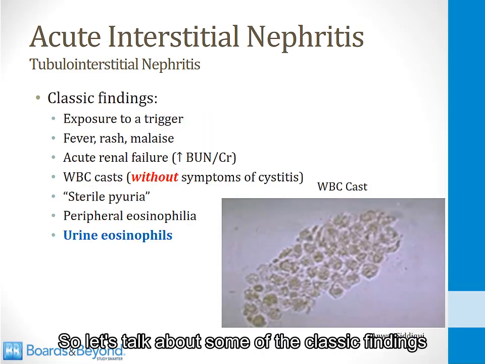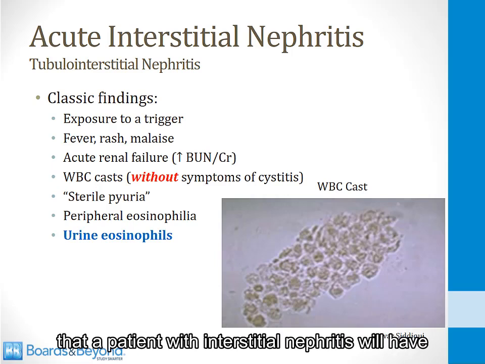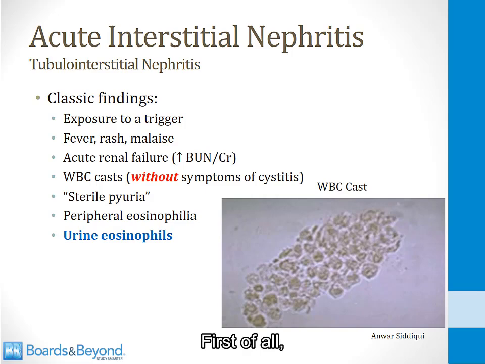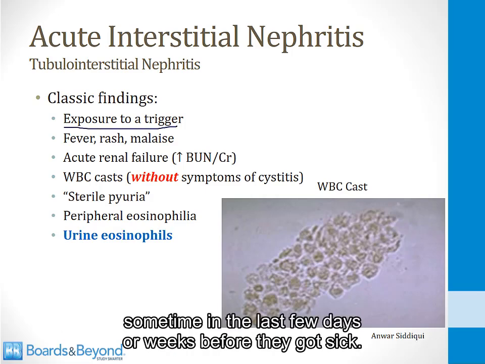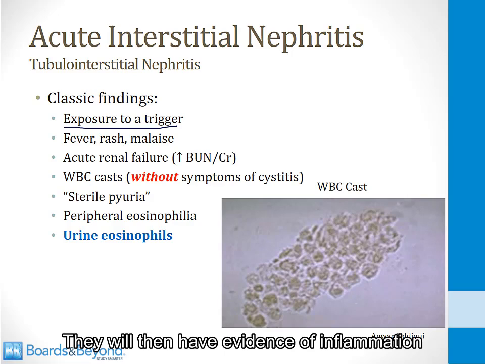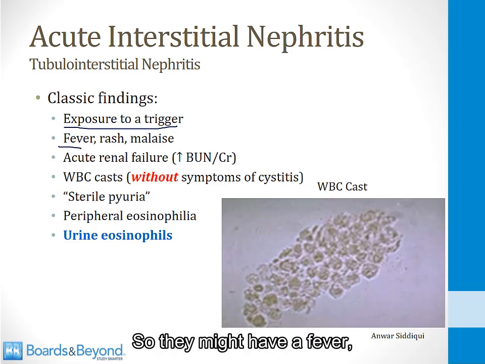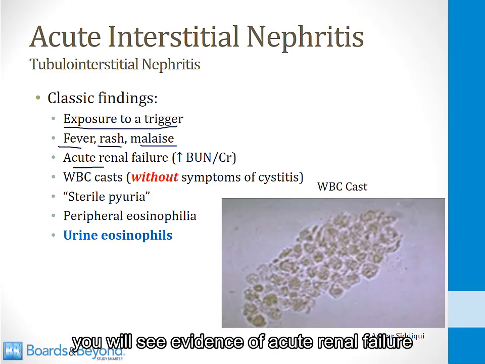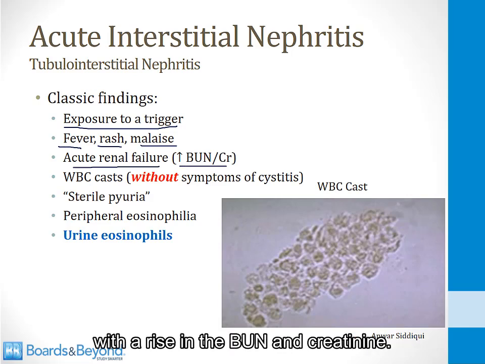So let's talk about some of the classic findings that a patient with interstitial nephritis will have when they present for evaluation. First of all, that patient will have been exposed to a trigger sometime in the last few days or weeks before they got sick. Usually it's going to be one of the drugs we talked about. They will then have evidence of inflammation and an allergic reaction. So they might have a fever, they could have a rash, and they'll have malaise. On serum blood testing, you will see evidence of acute renal failure with a rise in the BUN and creatinine.